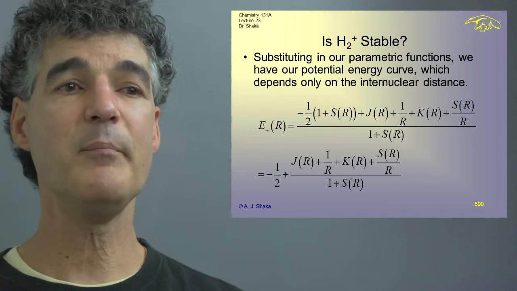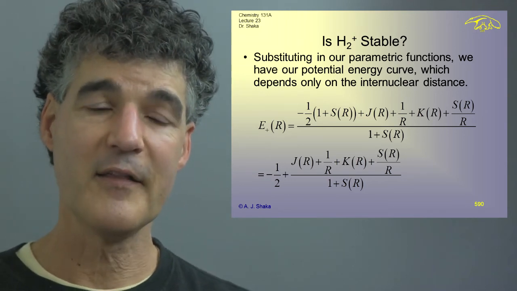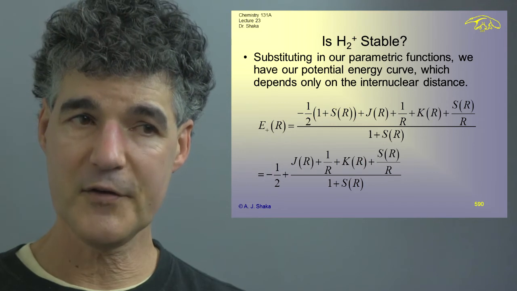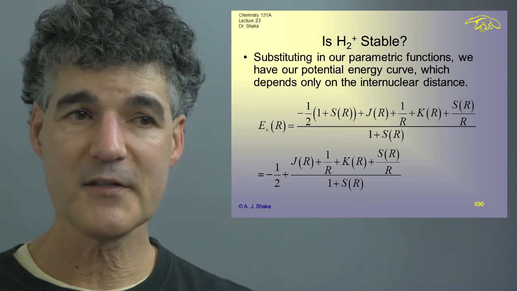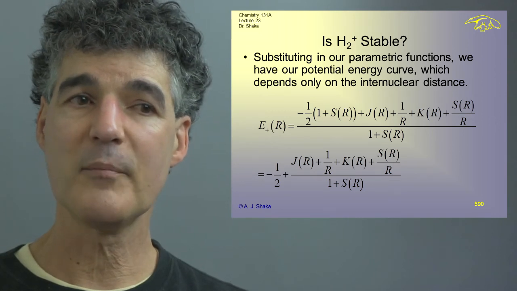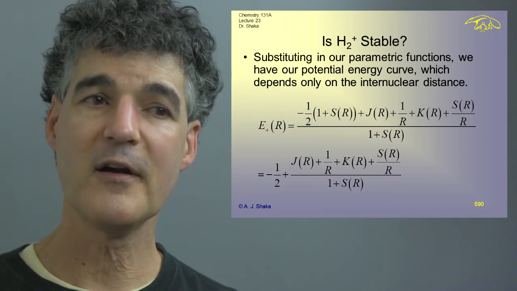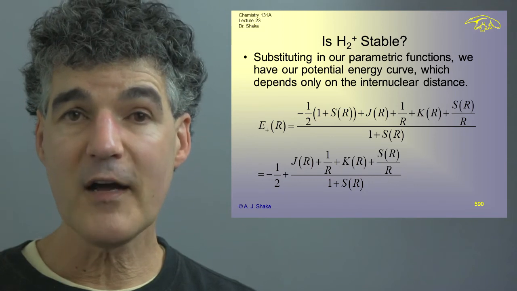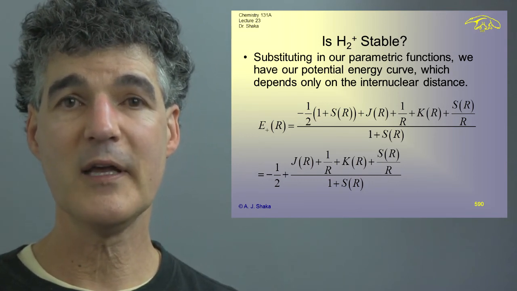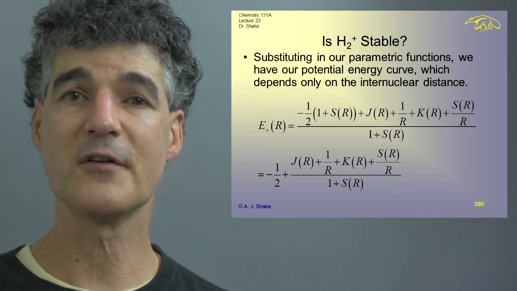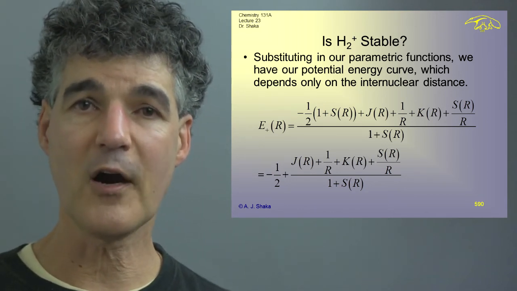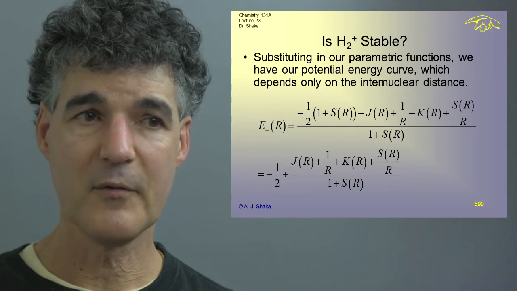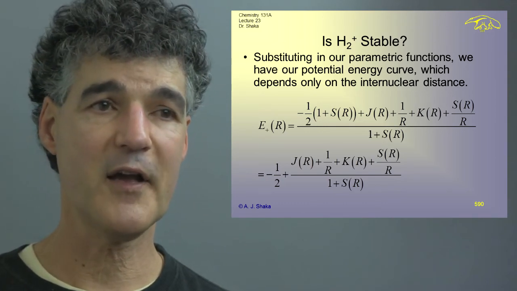Let's have a look. E plus is this giant thing here that I've shown on slide 590 when we put in everything that we've got, and it simplifies down to minus 1/2 plus J of r plus 1 over r plus K of r plus S of r upon r, all divided by 1 plus S of r. And if you've got these things written down in a little computer code, it's best to keep them as the Coulomb integral, the exchange integral, and the overlap integral. They're little functions of r, and then you can manipulate them. But just looking at this, it may not be at all transparent what it is, in fact. We'll come to that in a second.